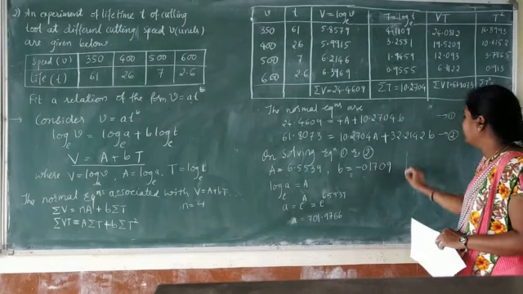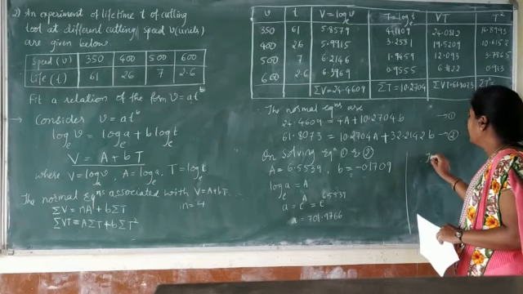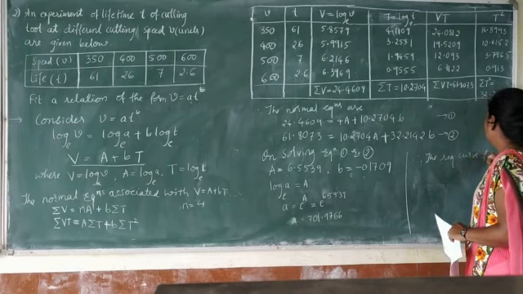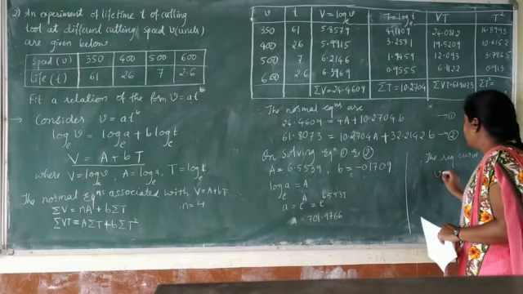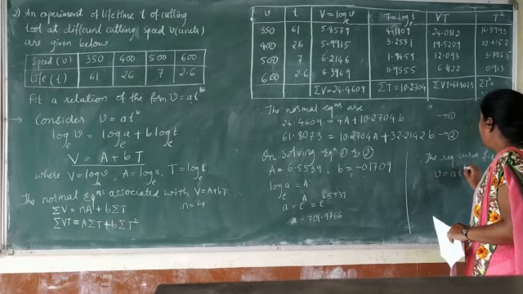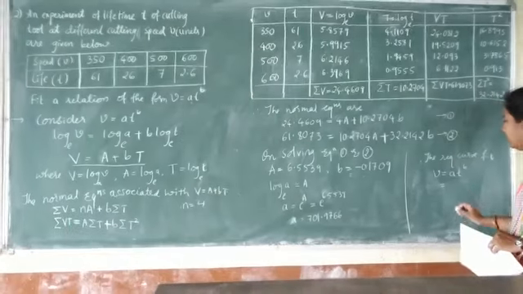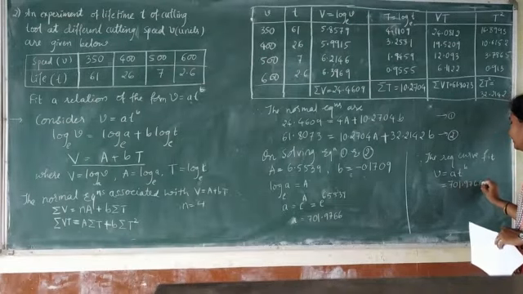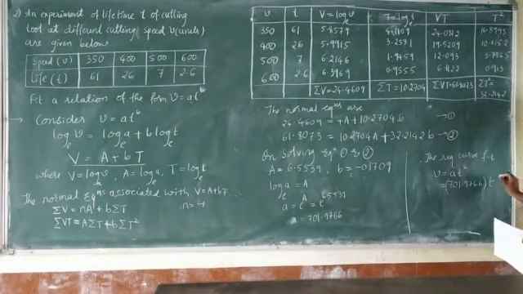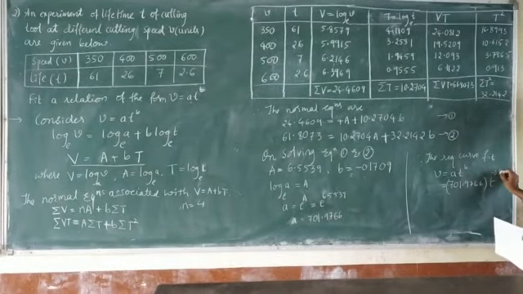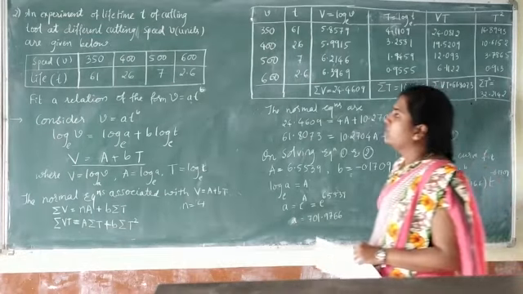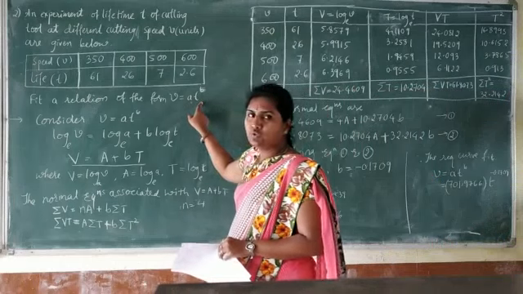Therefore, the required curve fit is v is equals to a t raised to b, and substitute the value of a and b here. 701.9766 into t raised to, the value of b is minus 0.1709. Okay. Here they have given the equation v is equals to a t raised to b.